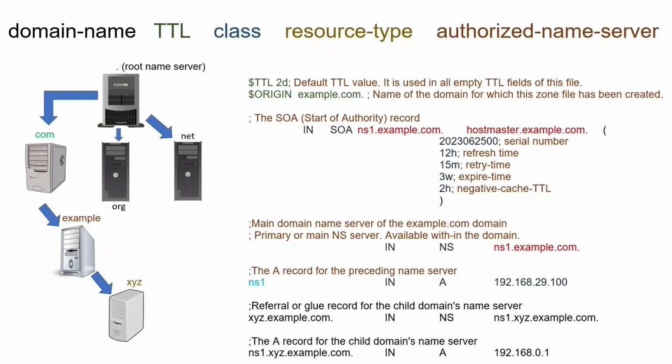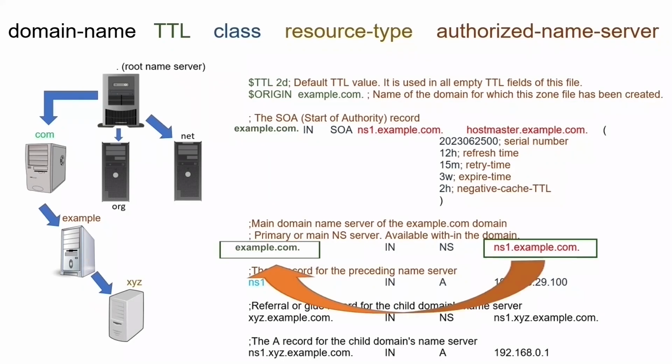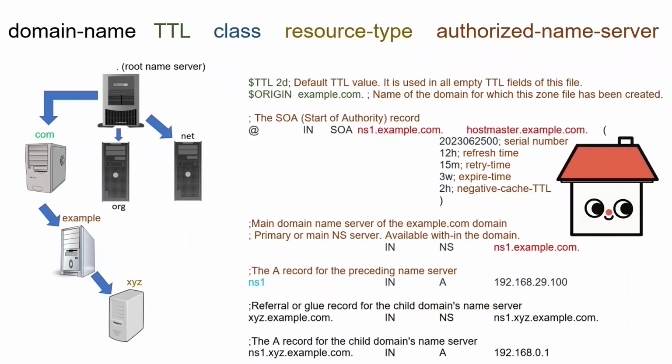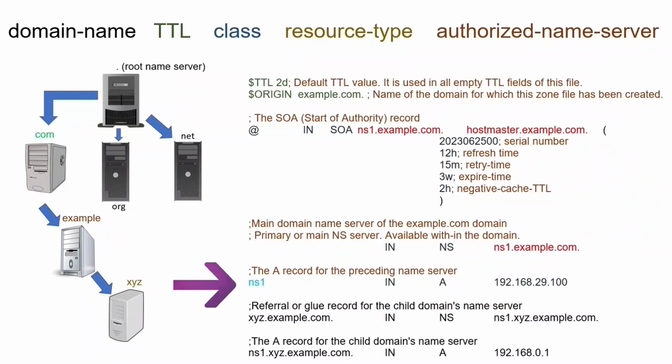In our example, we configured the domain name example.com in the origin directive. From this directive, DNS will automatically configure the domain name field of the start of authority record and NS records. The authorized name server field defines the authorized name server for the domain we configure in the domain name field. This record configures the name server ns1.example.com as the authoritative name server for the domain example.com. If the authoritative name server is available within the domain, we also need to create a host record for it. A host record maps a service or a host to an IP address.